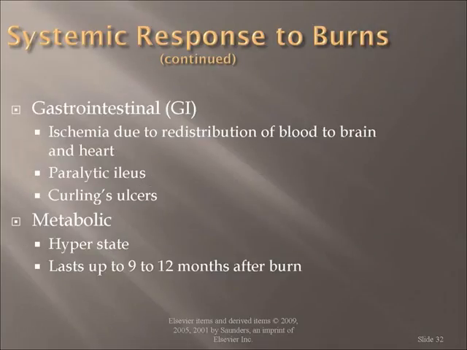With the GI system, there's some ischemia due to the redistribution of blood to the brain and the heart. So the GI system is the part that loses its blood flow to compensate for the brain and heart. You can get a paralytic ileus due to this decreased blood flow. And then there's something called Curling's ulcers that has to be taken into consideration. In the metabolic response, you become hypermetabolic. It can last up to 9 or 12 months after the injury.